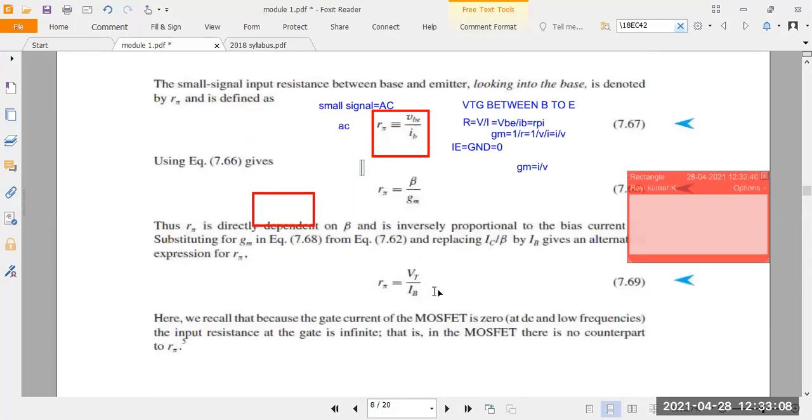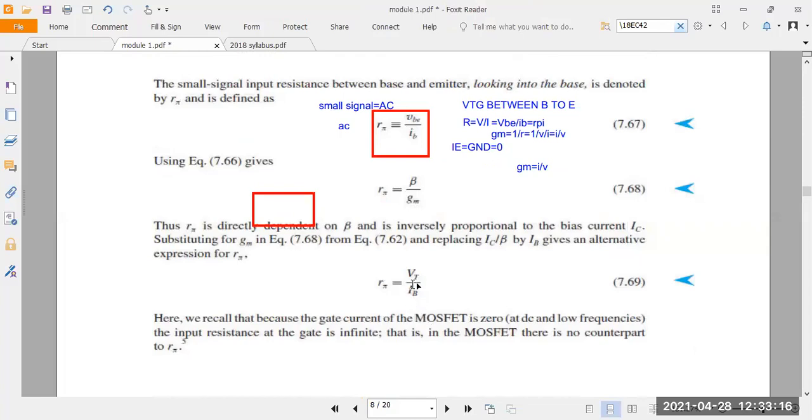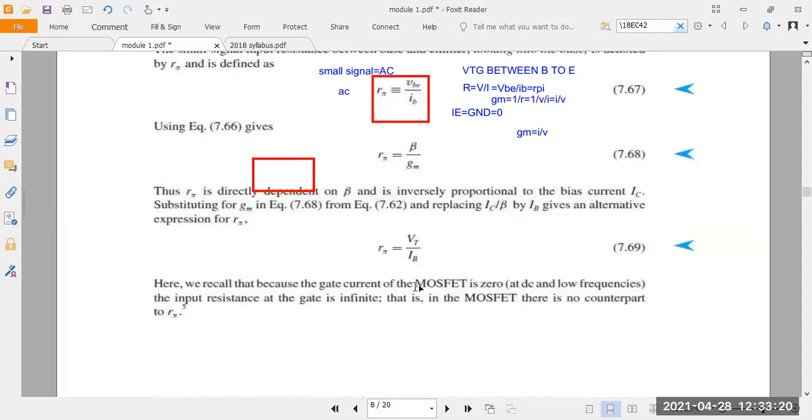Then we can write the equation even for the thermal voltage also here, that is VT divided by IB. We can mention the R pi equation in terms of thermal voltage. If we take thermal voltage, we can write the equation like VT divided by IB. Means instead of writing VB, when VB is very small compared to the VT.